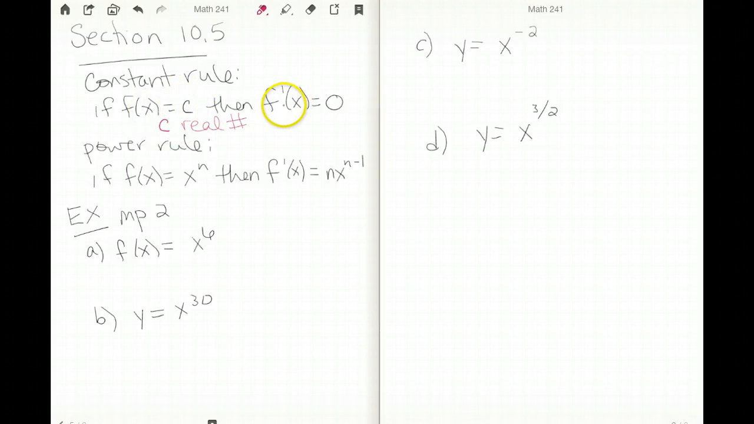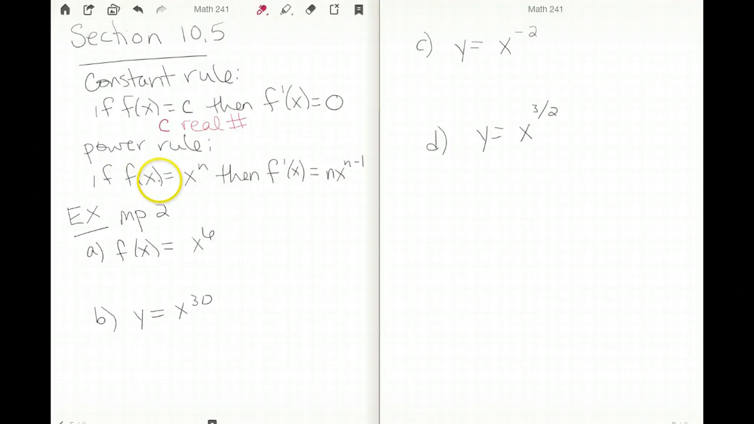Well, remember, the derivative is the slope of the tangent line, and any graph of this kind is going to be a horizontal line. And what that means is that its tangent line is horizontal also, so it doesn't have any slope. Its slope is 0, right? So what that means is that the derivative of this thing is always going to be 0. Okay? Good. And the second thing we talked about today was what's called the power rule.